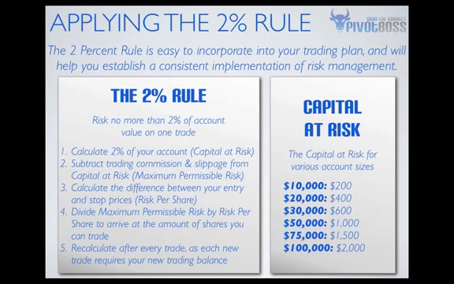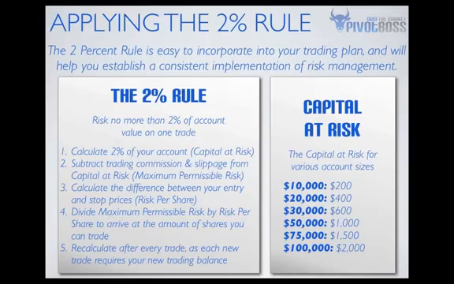So let's talk about applying the 2% rule now. The 2% rule is easy to incorporate in your trading plan, and it will help you establish a consistent implementation of risk management. The 2% rule basically says that you should risk no more than 2% of account value on any one trade. And very much the same as how we talked about ADR stops before, this is how you would calculate your risk here.